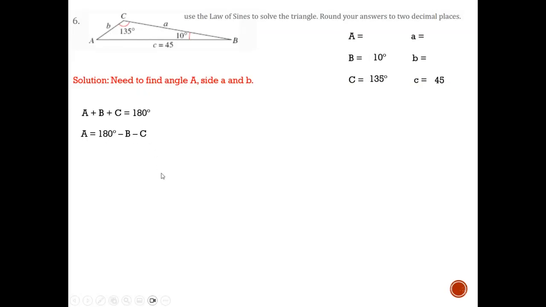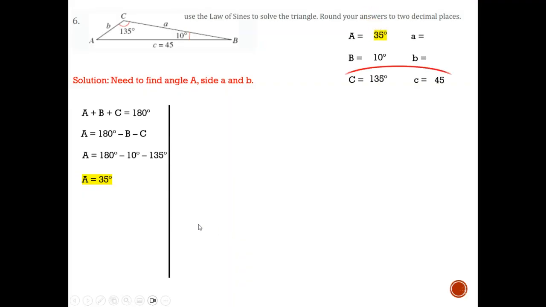So if I subtract the other values that I have, the 10 and the 135, I get the remaining value, which is the 35 for A. So we got that one done. Okay, so now, because I have this pair here, again, I have the big C, which is the angle value for C, and I have the little c, which is the length of the side across from that angle. I can set up law of sines using this proportion.